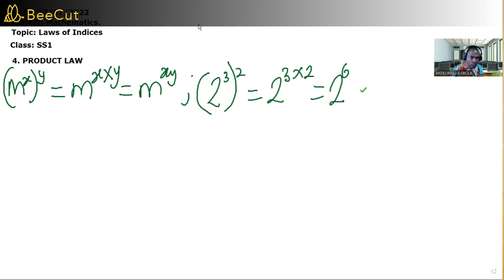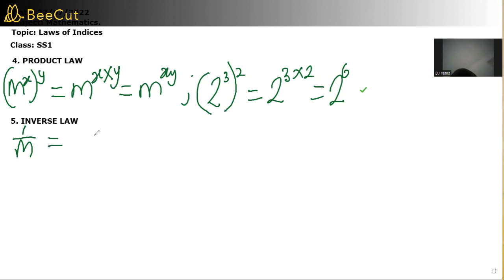Okay, the next one that we're going to look at is what is called inverse law. Inverse law, number 5. For inverse law, let's say you have 1 over m, the answer will be m raised to power negative 1.